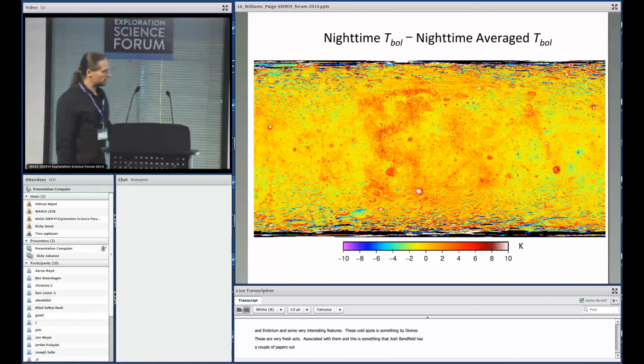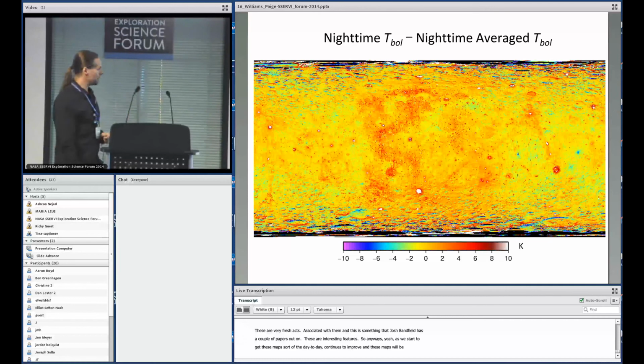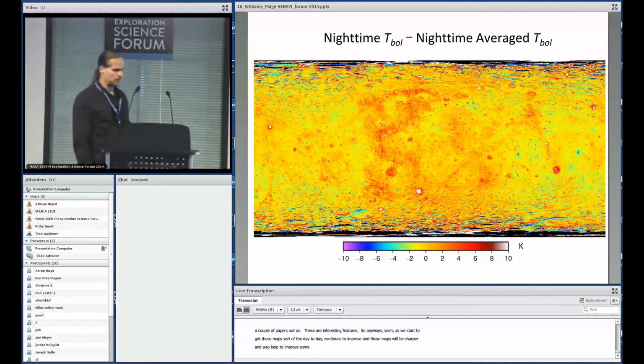So anyways, as we start to get these maps, the data density continues to improve, a lot of these maps will get sharper. We're in the process of recalibrating a lot of the level 1 data too, which will also help improve some of the maps here, and hopefully in a couple of months we'll start putting these online and getting them published.